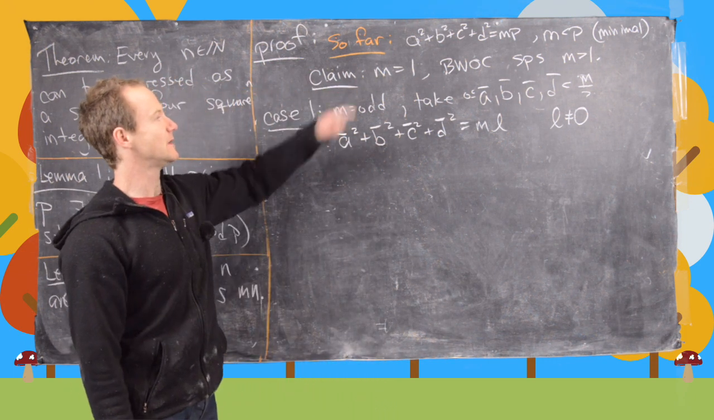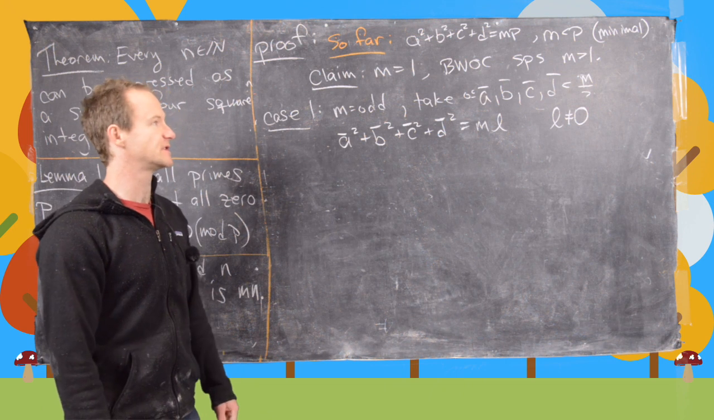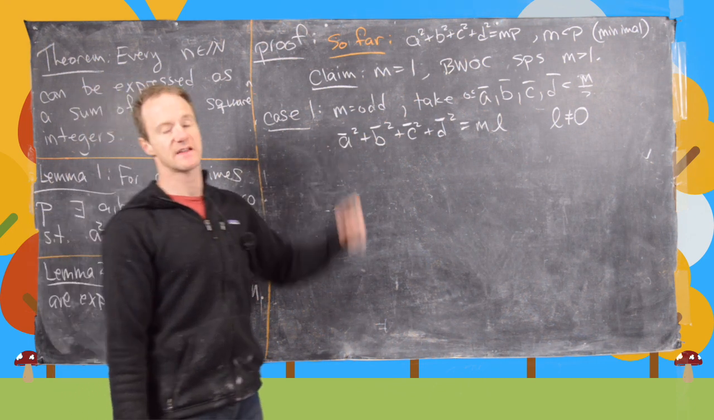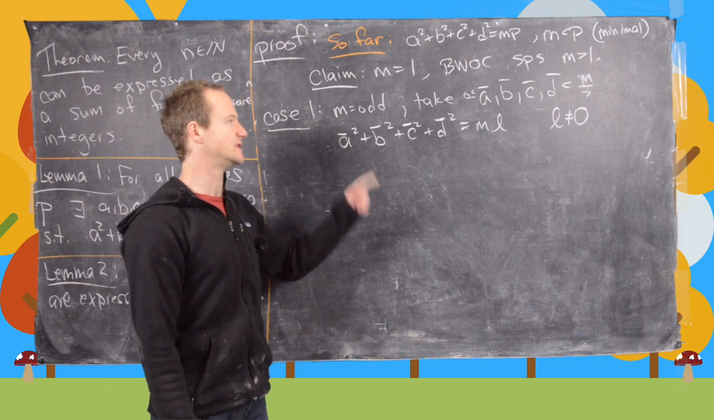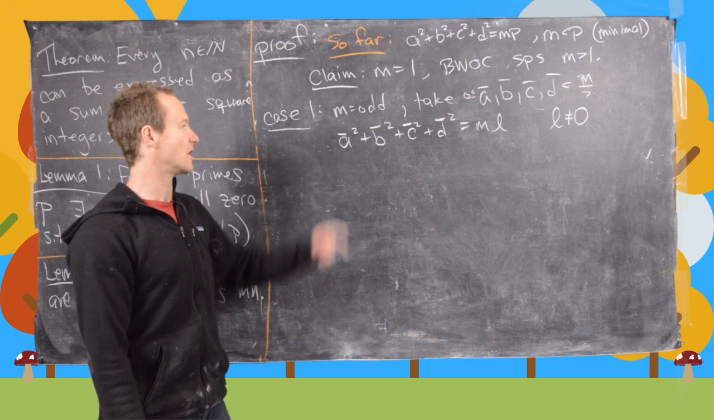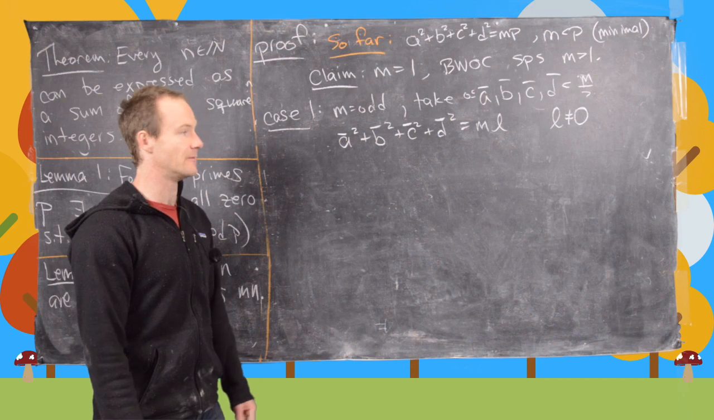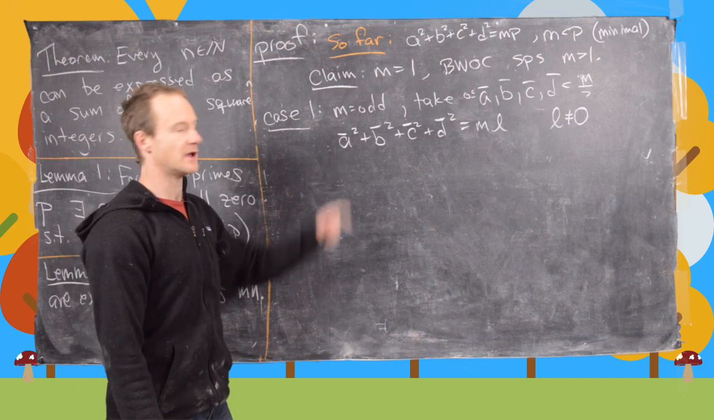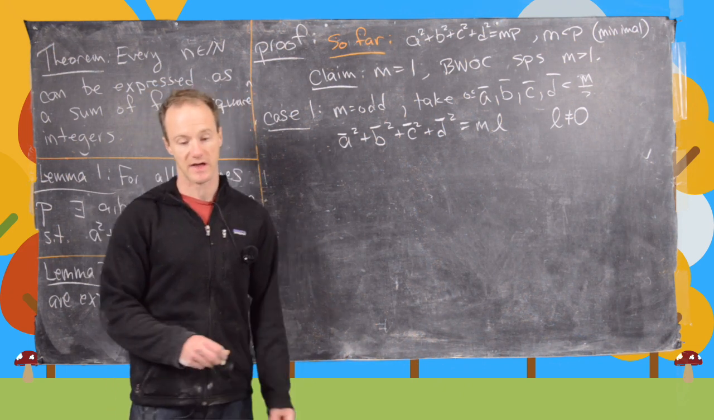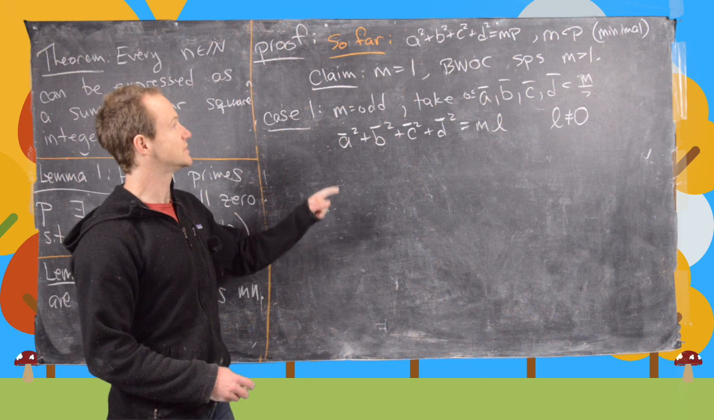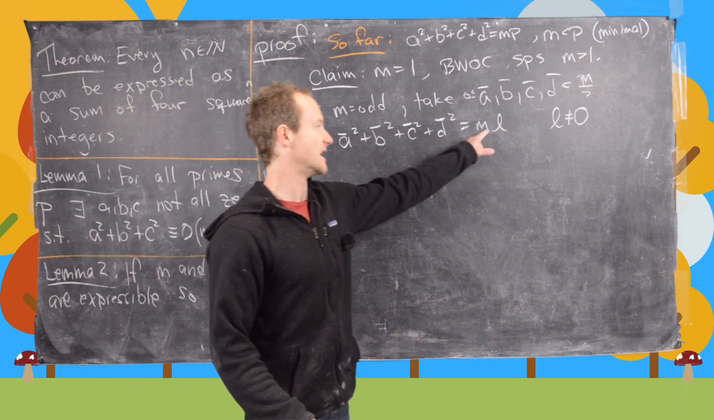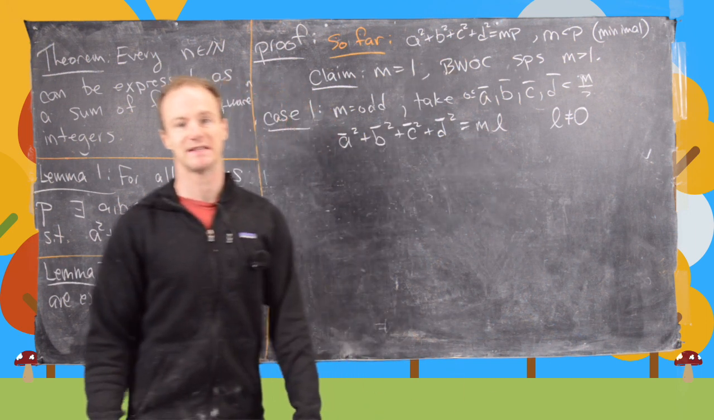We are claiming that m equals 1, and by way of contradiction, we're supposing that it's bigger than 1. We're on this first case, which is m is odd, and we've taken this a hat, b hat, c hat, d hat between 0 and m over 2, and we've proven so far that this has to be a multiple of m. So we have a hat squared plus b hat squared plus c hat squared plus d hat squared is this multiple of m. And now the next thing that we'll do is we'll combine these two things together. So we have this sum of 4 squares is ml. This sum of 4 squares is mp.